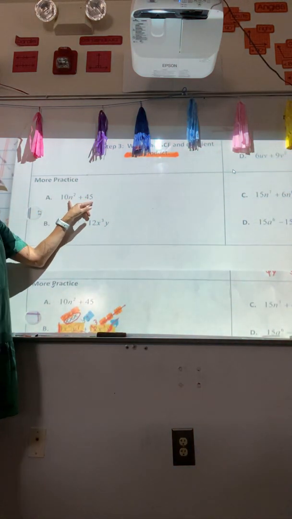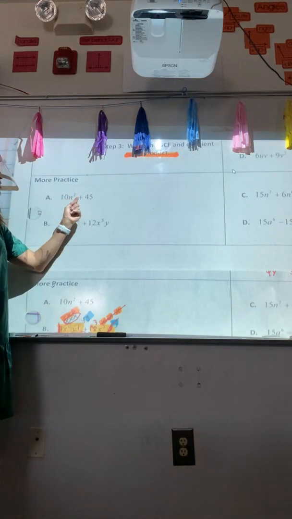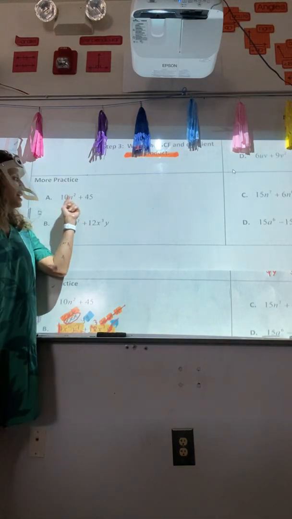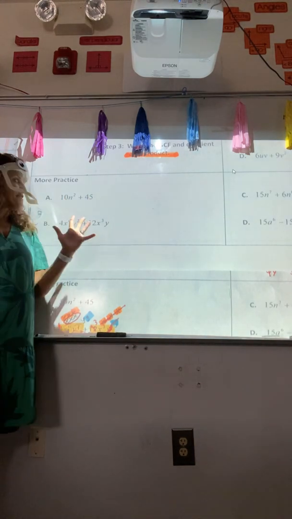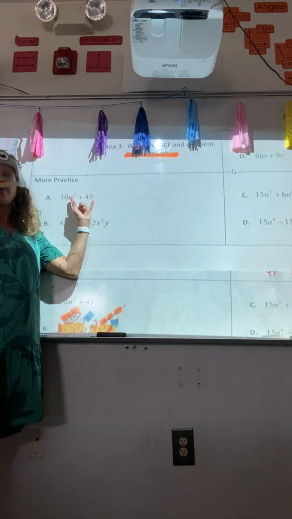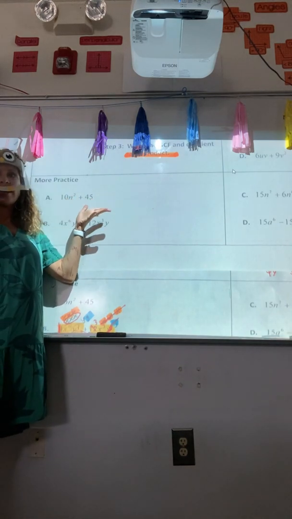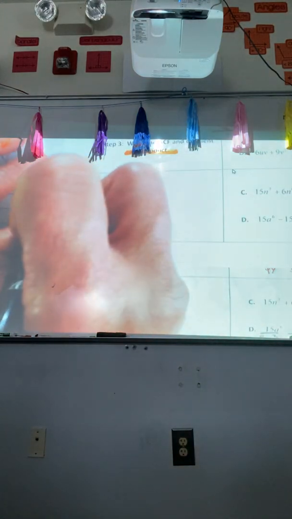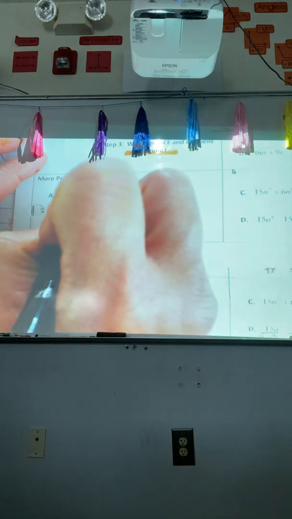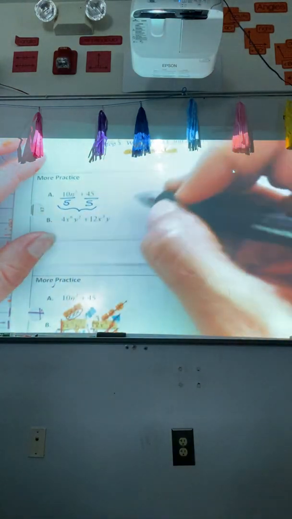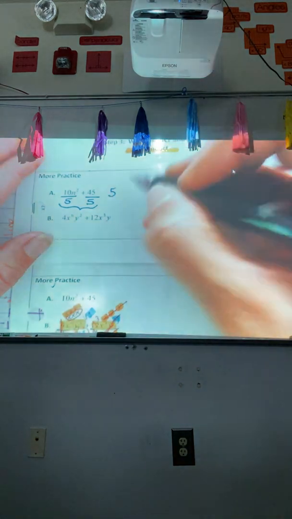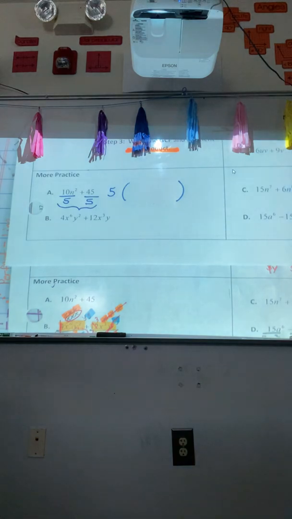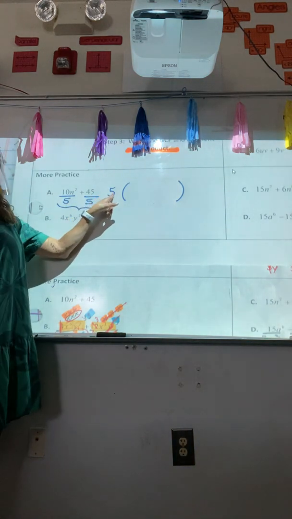All right, look at this first one here. 10n squared plus 45. Just look at the numbers. 10 and 45, what do they have in common? A 5, okay? Do both of them have an n? So I can't take away something that's not there. So I'm just going to be able to factor a 5 out. So watch how I do it. Divide by 5, divide by 5. Whatever I divide by goes where? In the front. So whatever I divide by, I write out front.